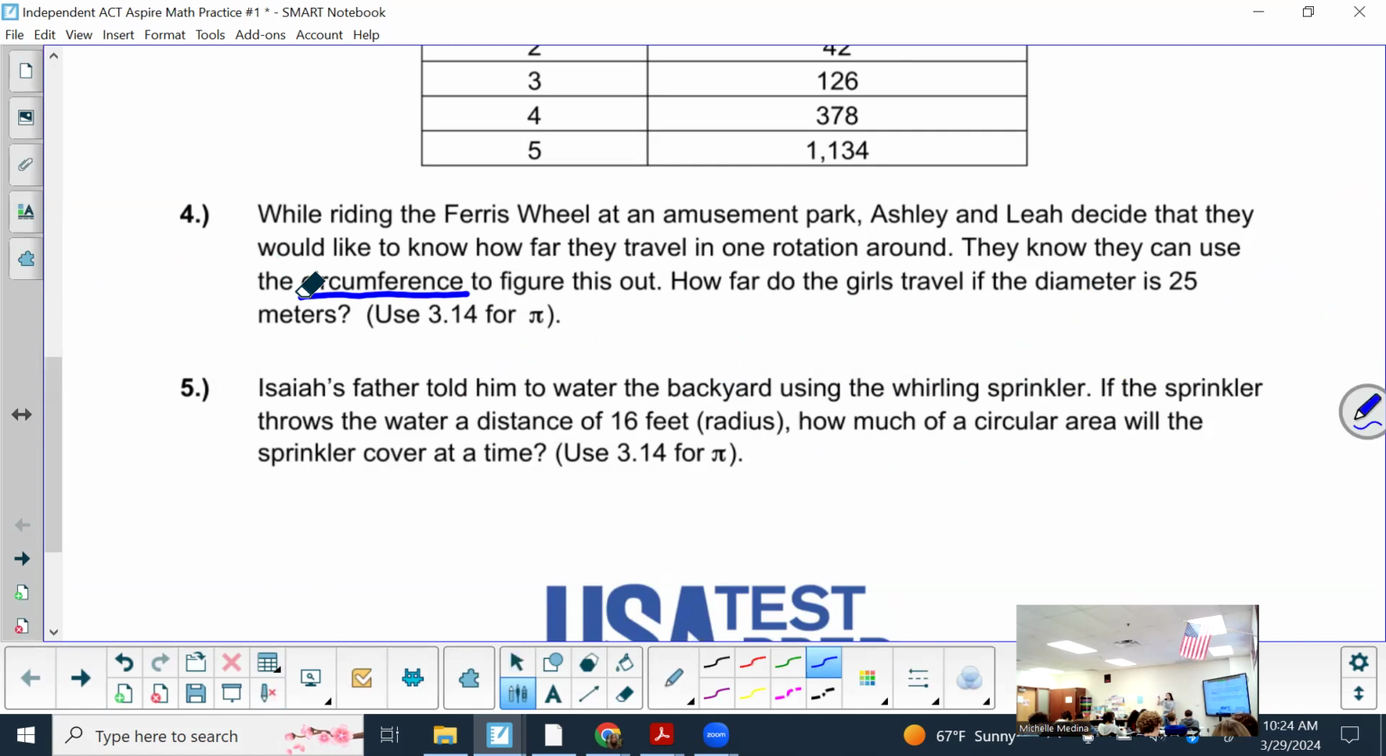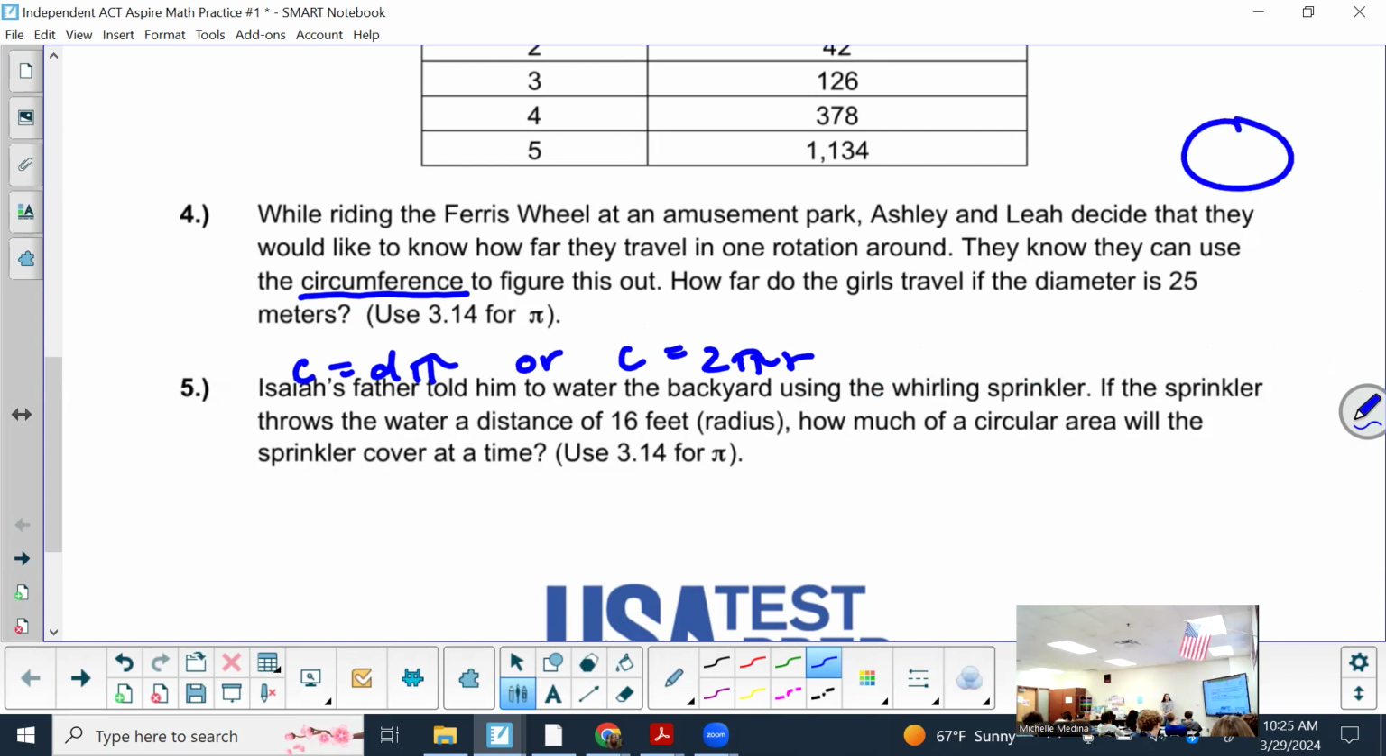So think about when you're on the Ferris wheel, you travel in a circle. You're not talking about within the circle, just the perimeter around the circle. Circumference is a fancy word for perimeter of a circle. You guys know the formula for circumference? Yeah, that works too. Or what's the other one? 2 pi r.